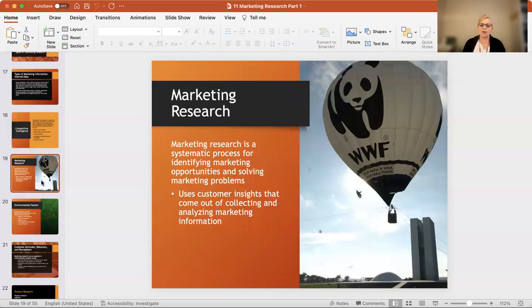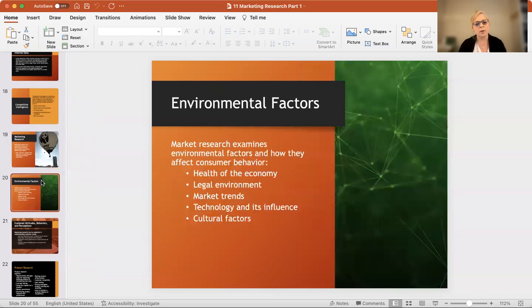Marketing research itself is a systematic process. It's where we conduct research, or we're using information to help inform insights about our product or service or customer.